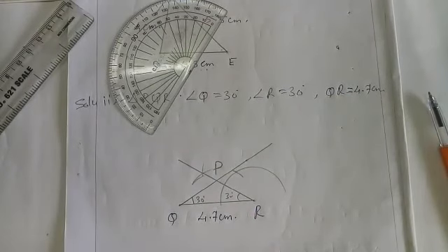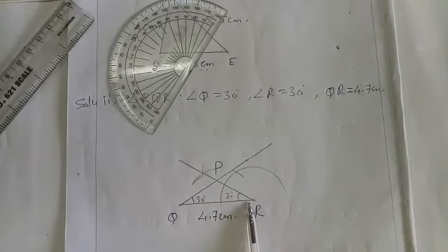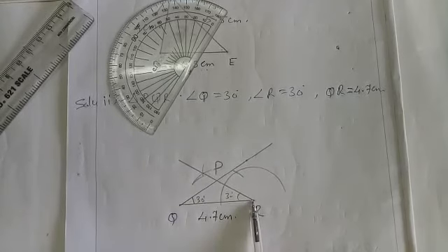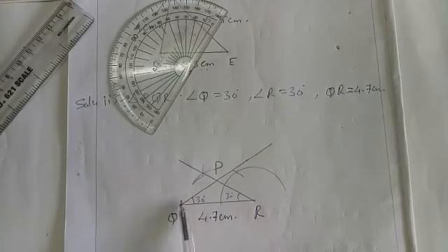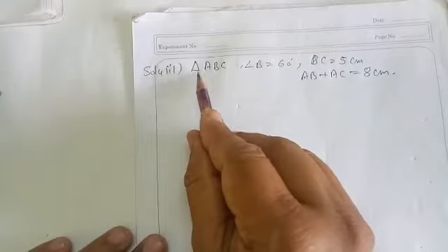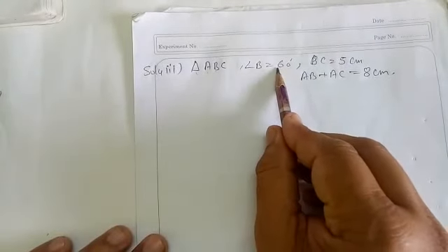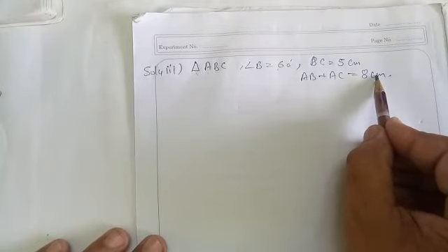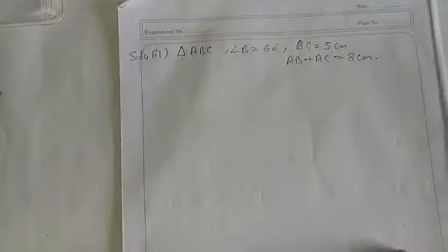Name it PQR. The steps of construction: draw a line segment QR of 4.7 centimeter. From point Q draw an angle of 30 degrees. From point R draw an angle of 30 degrees. Both angles will meet at a point, name it point P. Thus triangle PQR is obtained. Is it clear? The next question: triangle ABC, angle B equals 60 degrees, BC is 5 centimeter, AB plus AC equals 8 centimeter. See it very carefully because 2-3 more questions of this type are there.